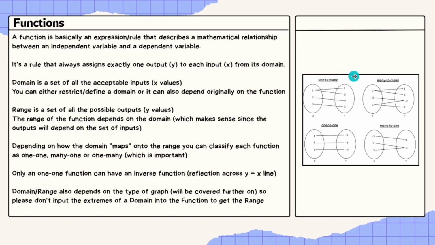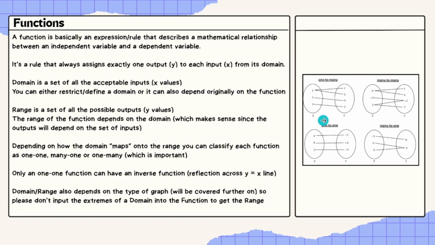So as you can see over here, I have a diagram that you can go through. For one-to-many, that means for one value of x, there are multiple values of y. For example, for the x value 1, there are multiple values of y, 1 and 5. Then for many-to-many, this isn't really in your syllabus. I've just added this as extra information. It means for multiple values of x, there would be multiple values of y.